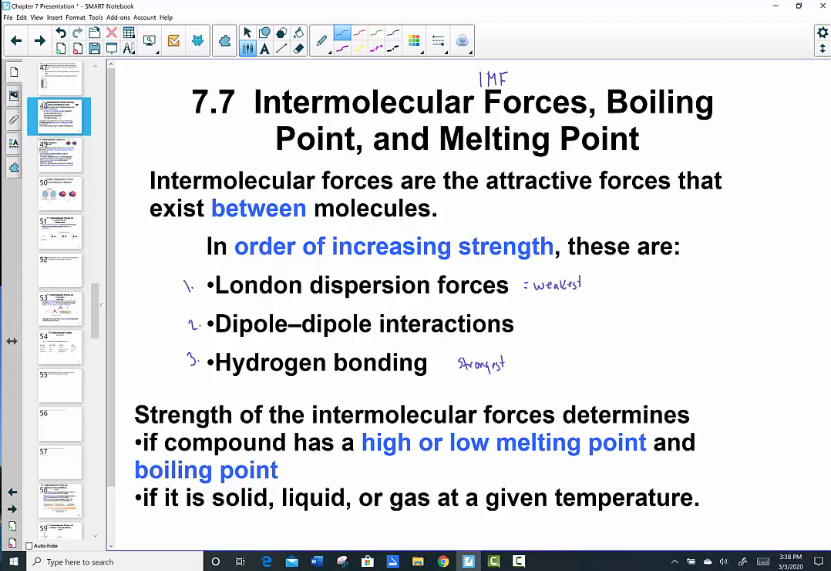The strength of these intermolecular forces is going to determine whether a compound will have a very high or a very low melting point. Will it have a high or a low boiling point? Is it a solid, a liquid, or a gas at a given temperature? Of course, solids tend to have very strong intermolecular attractions, holding them so close together in a fixed, rigid position. As we explore, we're going to talk about London dispersion forces, sometimes just simply known as dispersion forces. Then we'll move to dipole-dipole, and then finally look at hydrogen bonding.